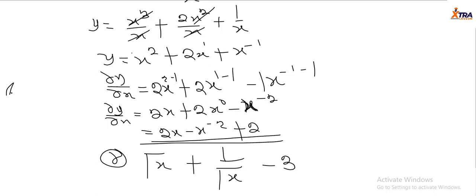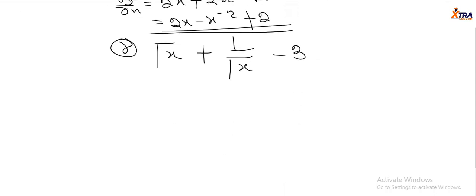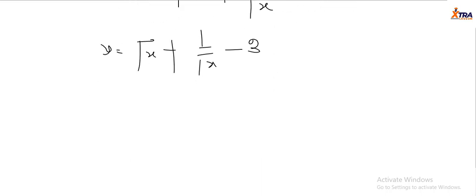So the next one, we have y equals root x plus 1 over root x minus 3. So we have to express this whereby we have to remove the roots. Root x is the same thing as x to the power 1 over 2. So you have to change all the root x to x to the power 1 over 2.